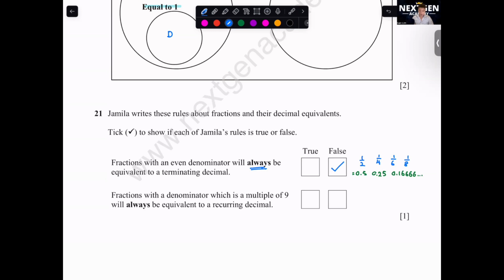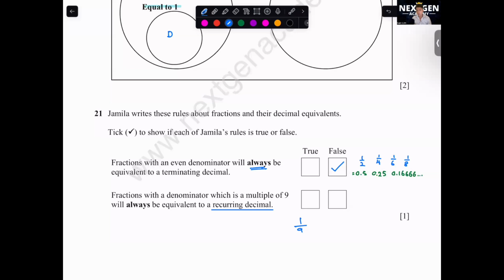Okay, next one. Fraction with a denominator which is a multiple of 9 will always be equivalent to a recurring decimal. So what they are saying here is, for any fraction with something over 9, is it always a recurring decimal? Let's say 1 over 9. Can we check? 1 over 9, 2 over 9, 3 over 9, 4 over 9, 5 over 9, 6 over 9, 7 over 9, 8 over 9. Are all of those recurring decimals?